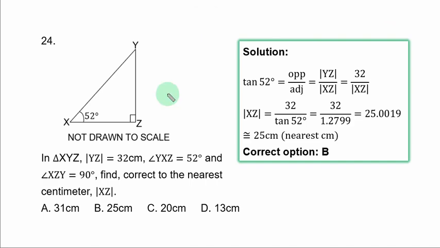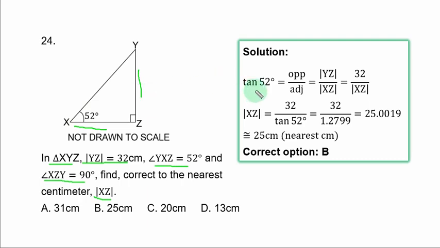Question 24. In triangle SYZ, side YZ is 32 cm, that is this side, 32. Angle YSZ is 52 degrees. Angle SZY is 90 degrees. Find, correct to the nearest centimeter, the side SZ. Now from this information, SZ is adjacent, YZ is opposite. So we can use tangent to get SZ.